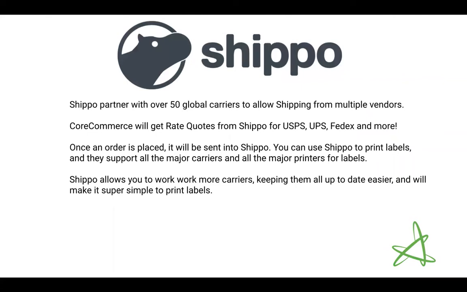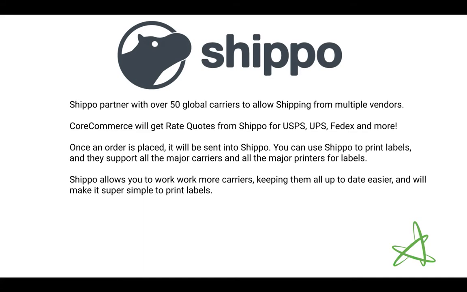Moving on past the sales tax revenue is a platform we're going to have to help streamline shipping called Shippo. And we may plan on adding one or two other alternatives to Shippo as we go down the path here. But first and foremost, we want to work with this company. And what Shippo does is they partner with over 50 global carriers, as you can see there, to allow shipping from many different vendors. So they've done all the integration work for USPS and for UPS and for FedEx to get rate quotes and to print labels and all those things that you can do now today.